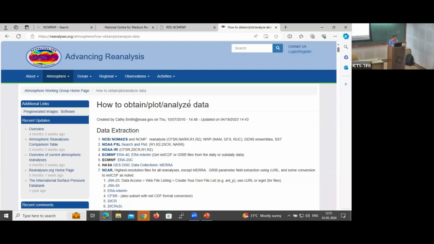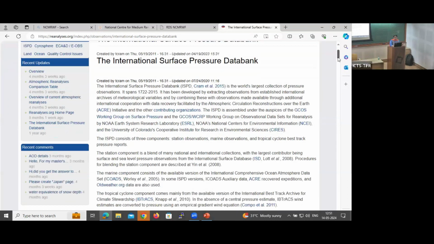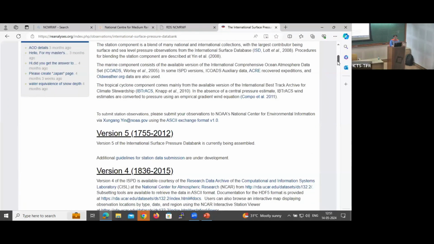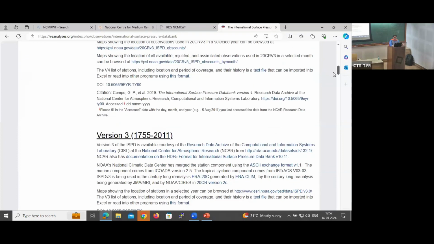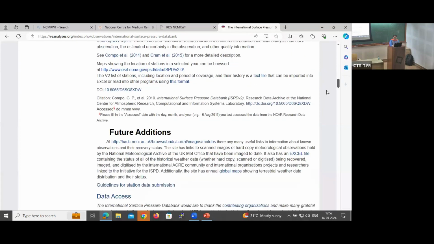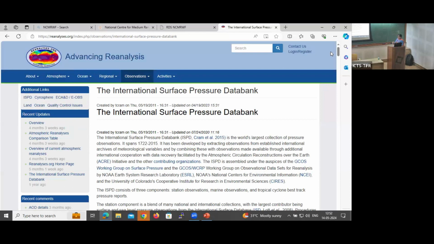And yesterday somebody was asking about the long-term data set. There is the International Surface Pressure Databank. If somebody wants to use that data, they can use it. It is only the surface pressure, but it is from 1755 to 2012, so it is a very long-term series of data. So there are a lot of websites providing long-term series, and you can play around with the data.